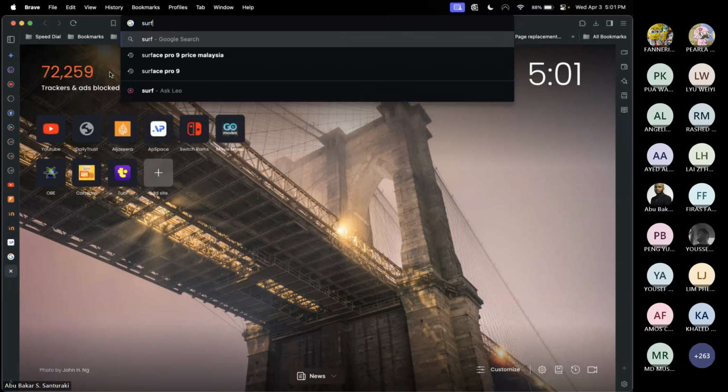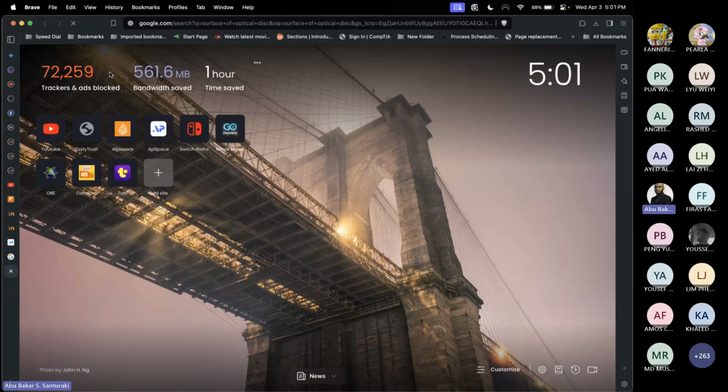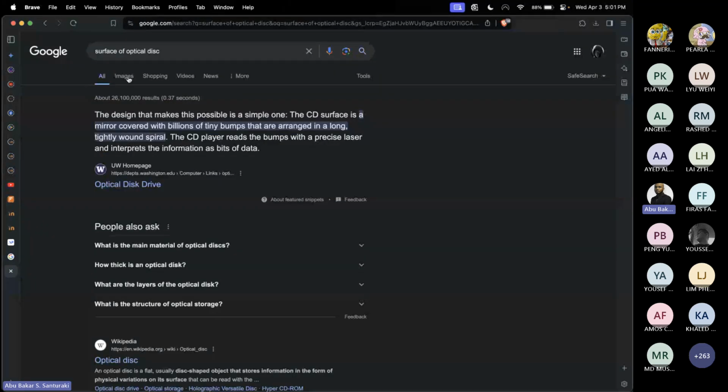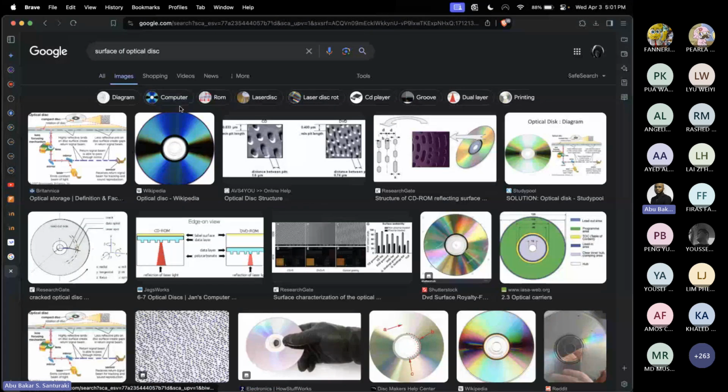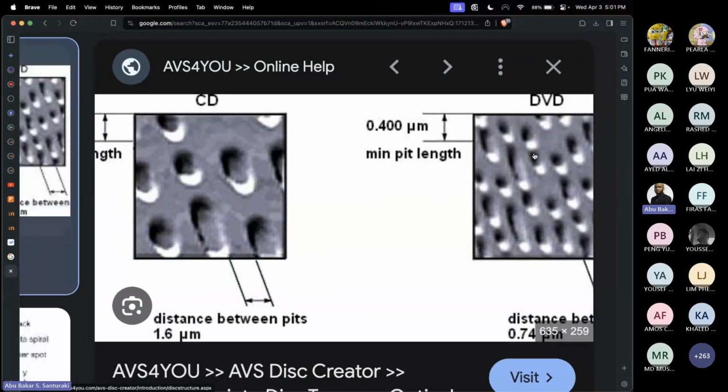First thing I'm going to do is show you a surface of a disk, magnified. We're going to see if we can find a picture of a magnified disk. So there it is. You can see what it looks like magnified.